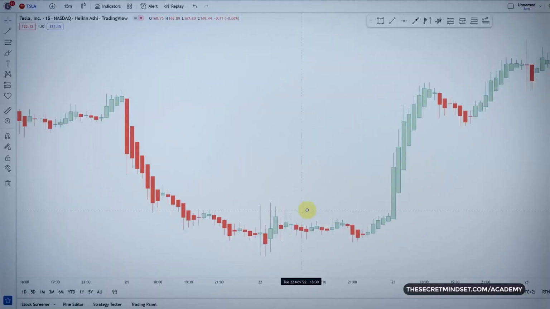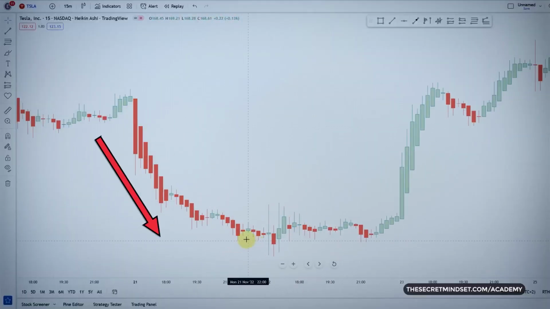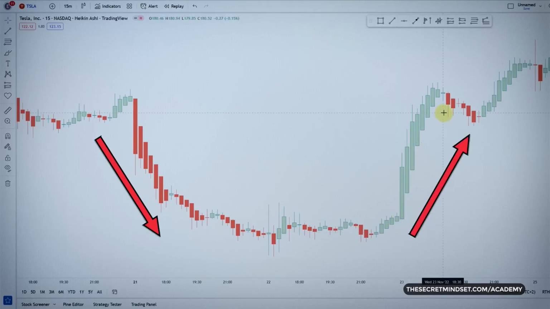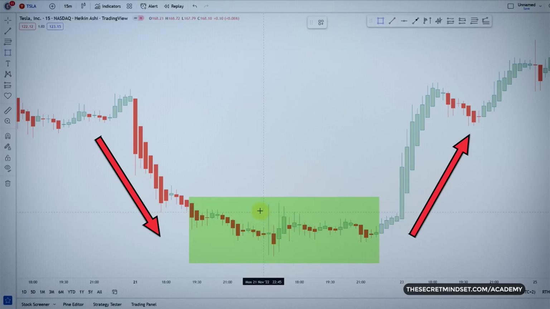Have a look at this Heiken Ashi chart. We have an aggressive down move, then a quick reversal to the upside. But there's a specific price action signal during this period which revealed sellers were no longer in control. Can you spot it? It's right in the middle.